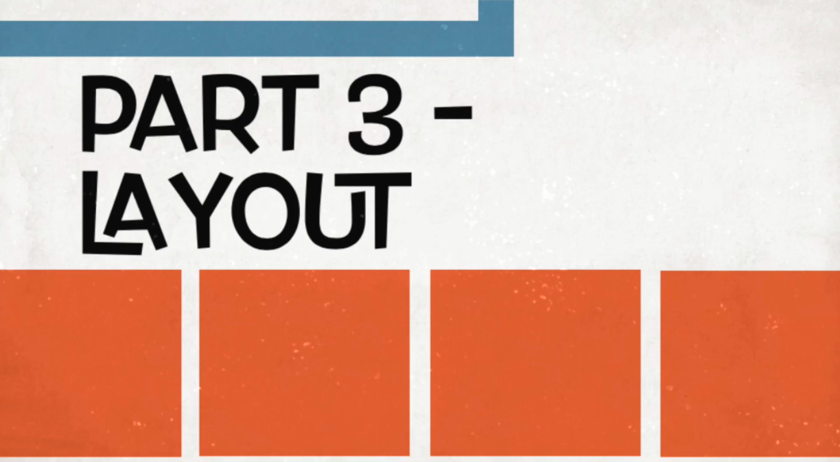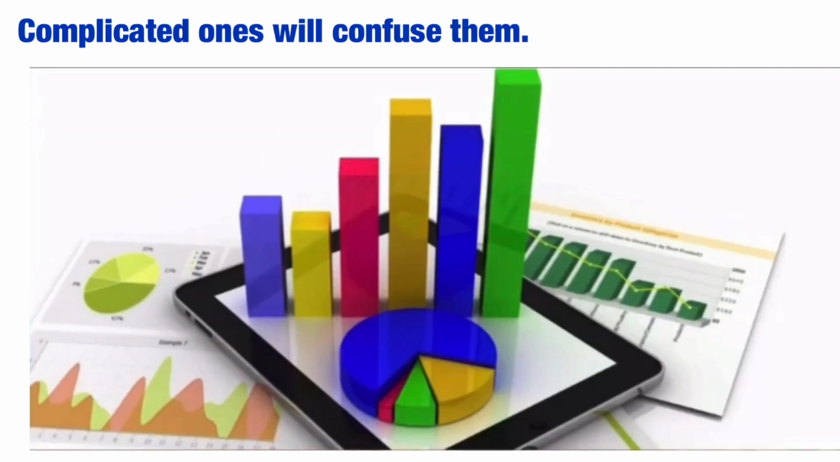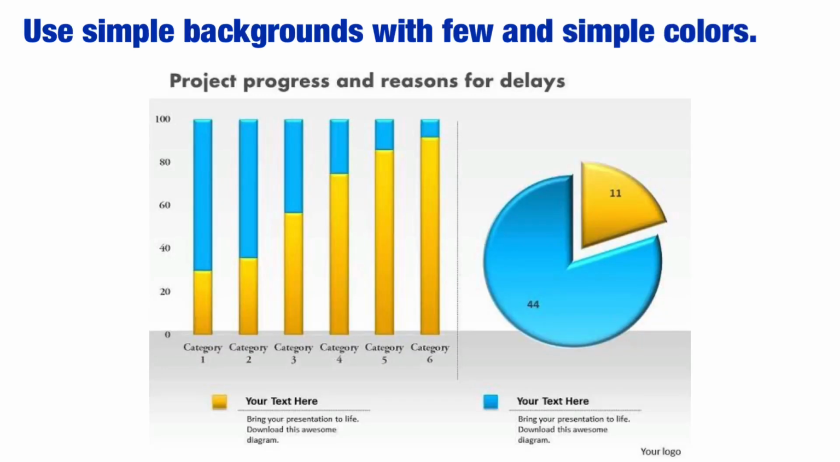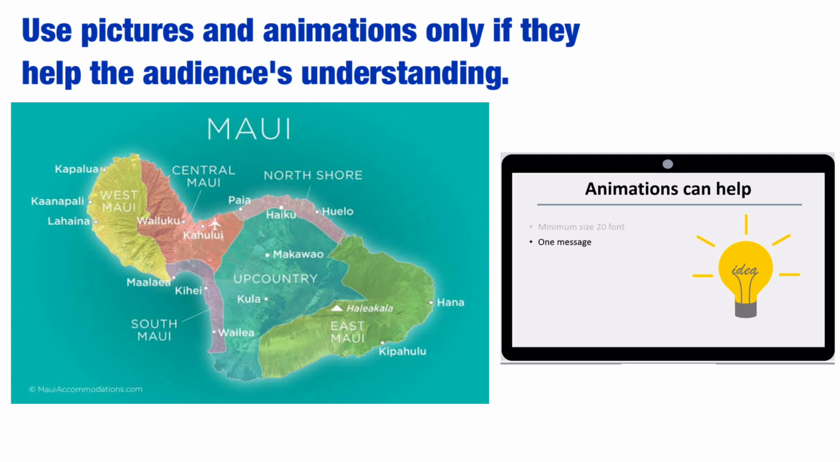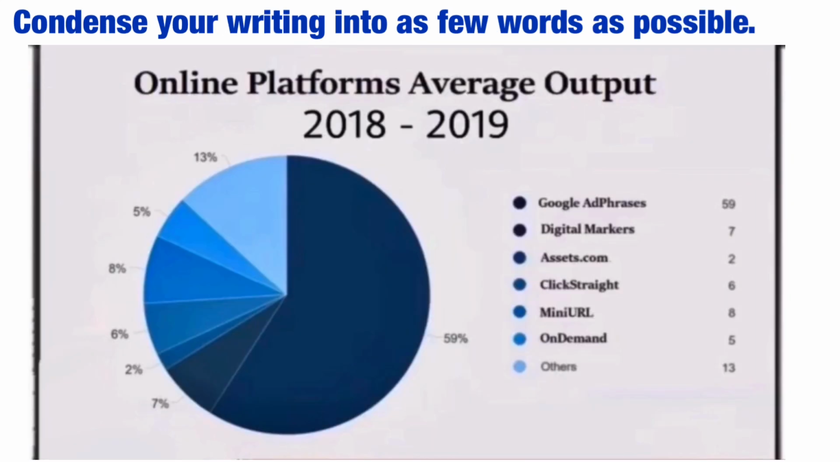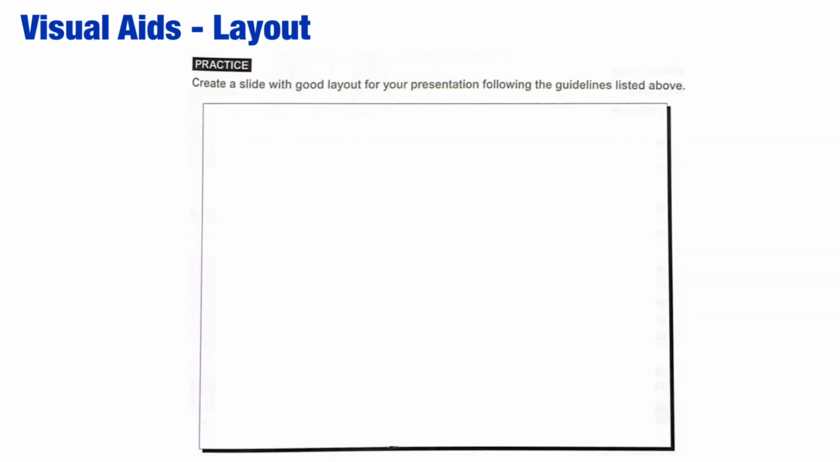Part 3. Layout. Simple and clear slides will help an audience understand your presentation. Complicated ones will confuse them. Use simple backgrounds with few and simple colors. Use pictures and animations only if they help the audience's understanding. Condense your writing into as few words as possible. Do not write full sentences. Practice. Create a slide with good layout for your presentation, following the guidelines listed above.